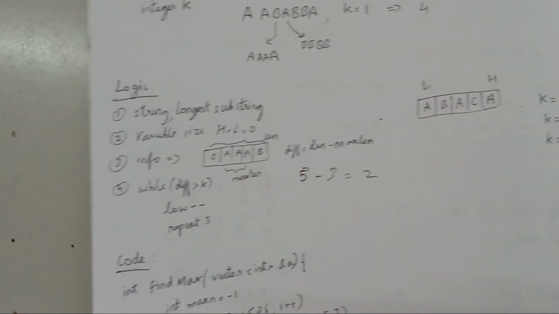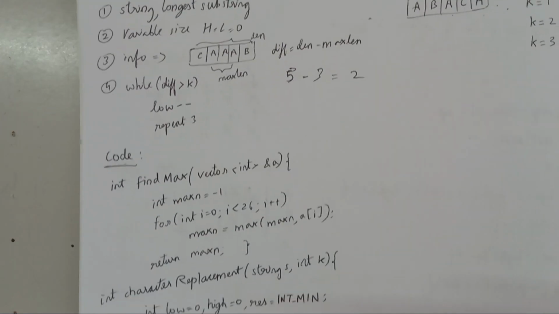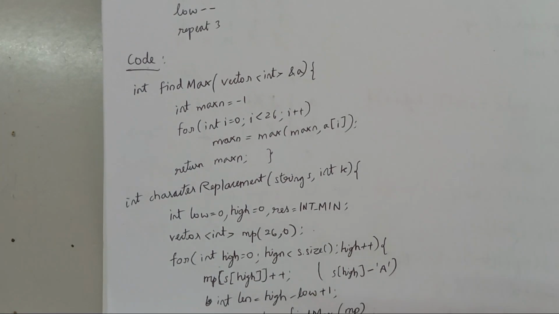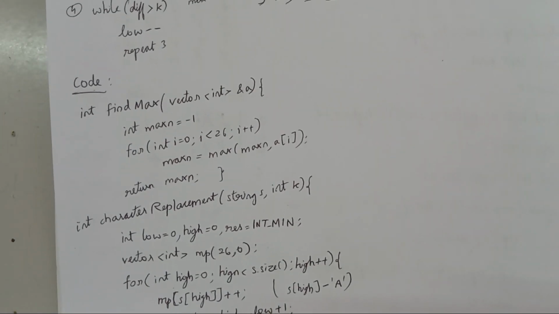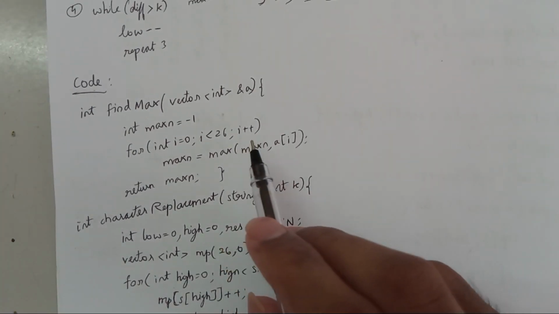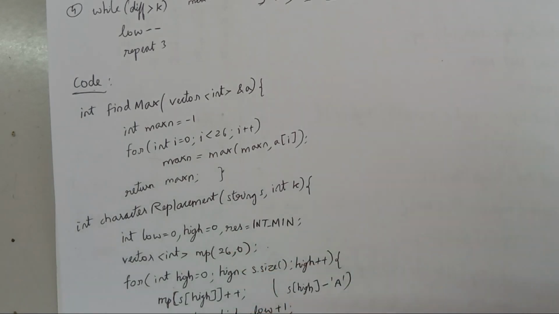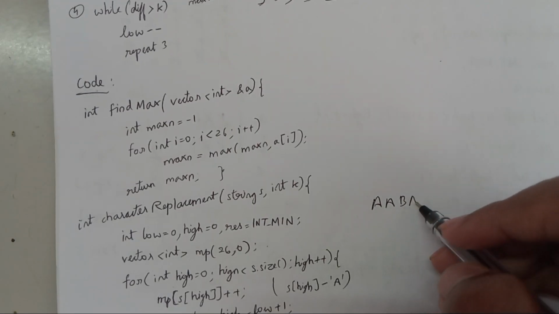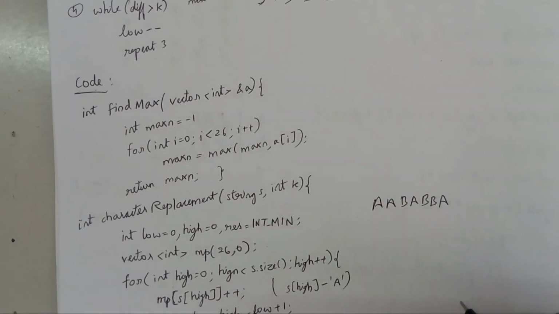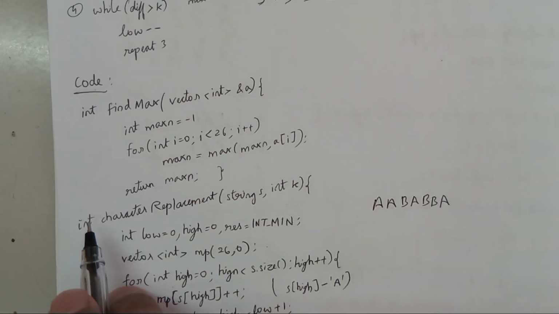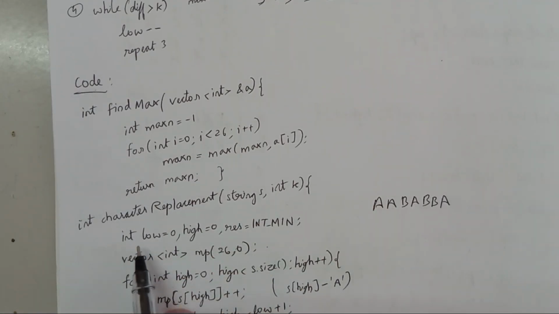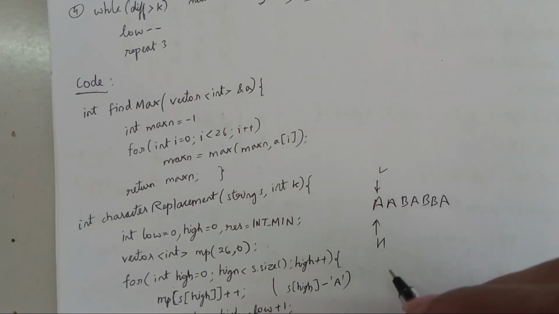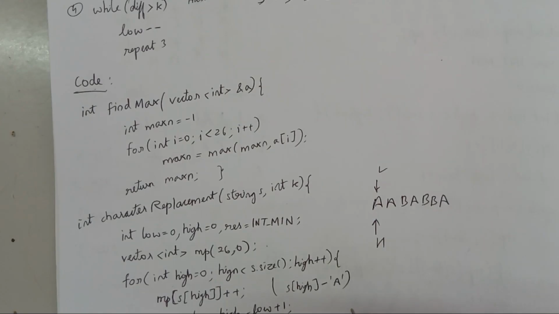So if we check the code here, first we need to write a function which finds the maximum in an array. So if we take the example as a b a b b a, let's start the code from here. This is the main code. So first we initialize low, high, and result. So low will be here, high will be here, and result equal to int min.